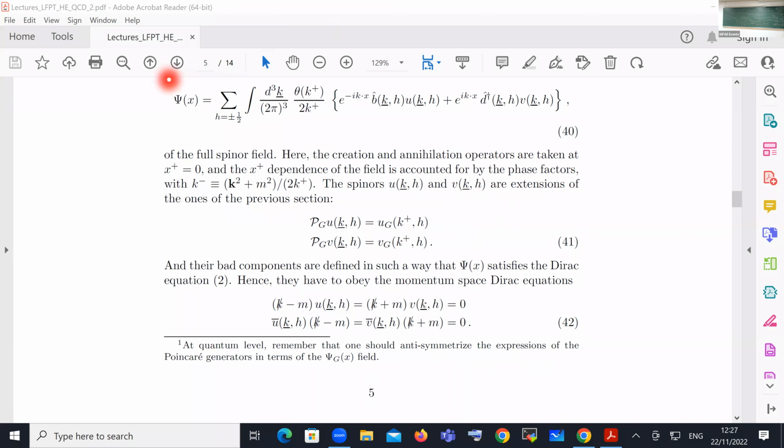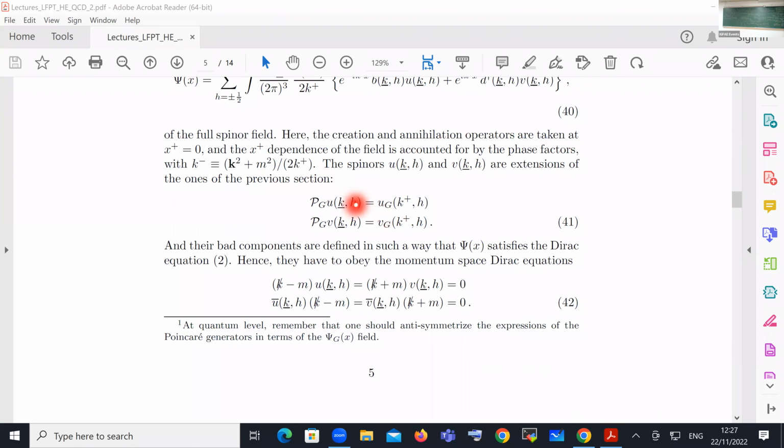So this now is really a 4-component field, but this can be written only for a field which is free. Whereas for psi good, we could write a decomposition in terms of UG and VG for a field on the light front, but in general it could be free or interacting.